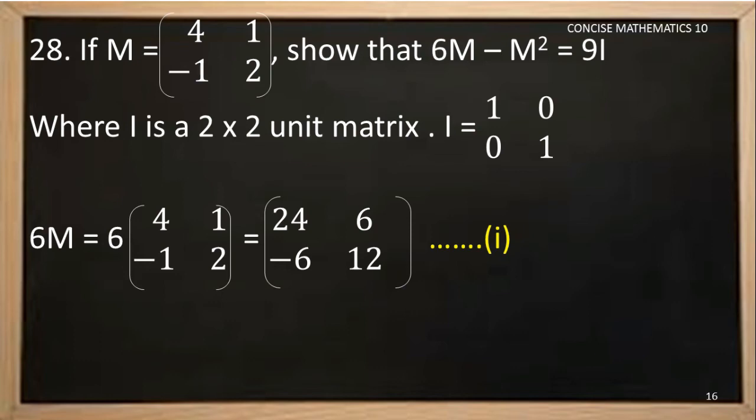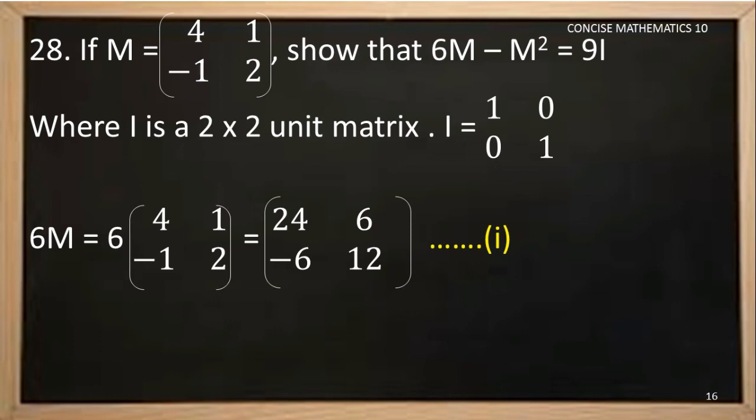It is properly said in the question that I is a matrix of order 2 by 2. Let us define the elements of I as 1, 0, 0, 1 and consider the left hand side. First step, 6M. Multiply all the elements of M with the number 6. It results as 24, 6, minus 6 and 12.